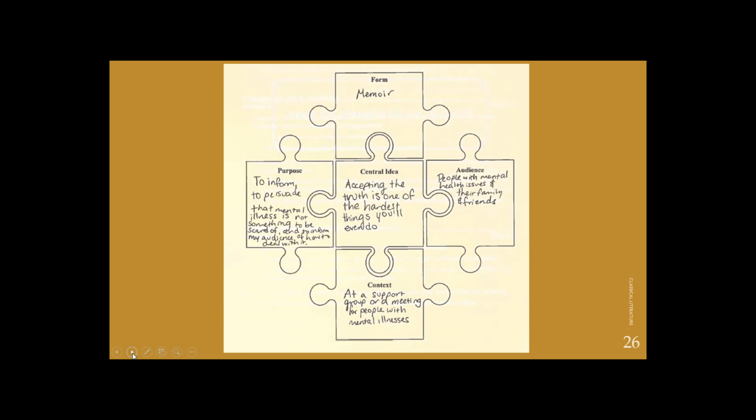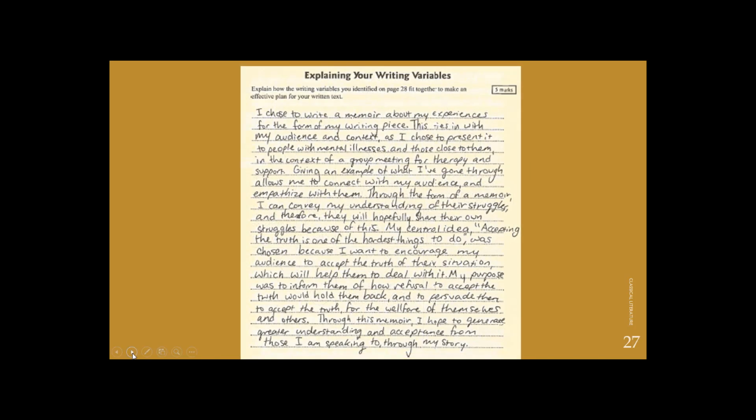So here's the 5 things. This one received a 5 out of 5. So they talked about the purpose: to inform, to persuade that mental illness is not something to be scared of, and to inform my audience of how to deal with it. Central idea: accepting the truth is one of the hardest things you'll ever do. The form is a memoir. The audience is people with mental health issues and their family and friends. And the context, at a support group or a meeting for people with mental illnesses. So there you go. You want something that is specific. That one got a 5 out of 5, believe it or not.